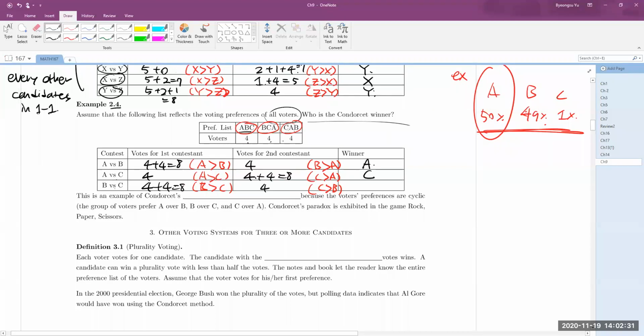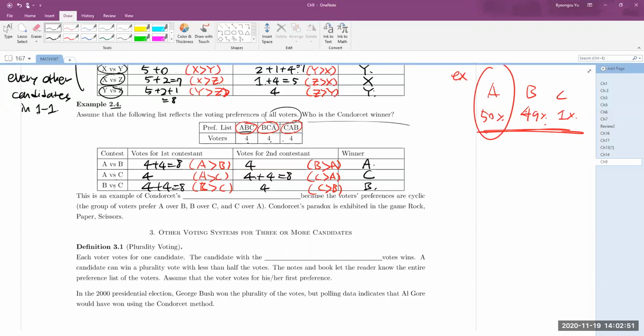So again, there are 8 persons who think that B is better than C, which exceeds the 4 persons who think that C is better than B. So here the winner is B, right? Does it make sense? Good.